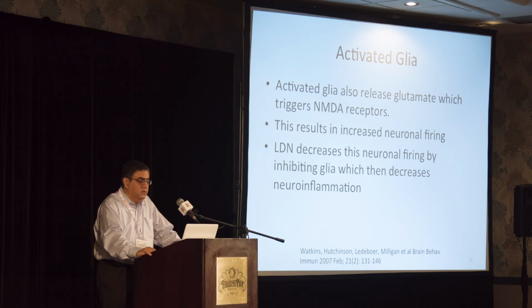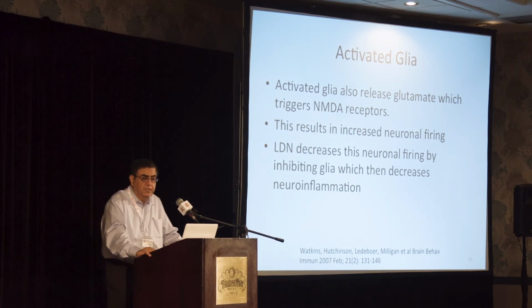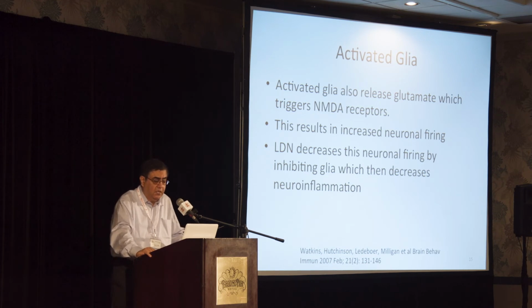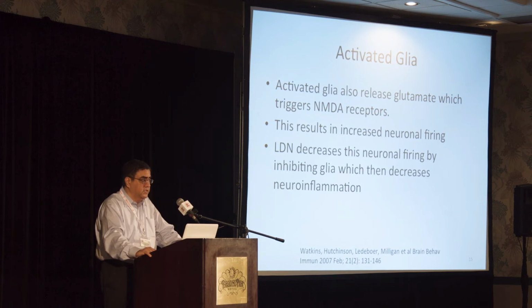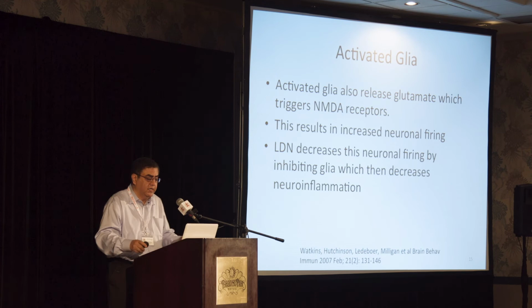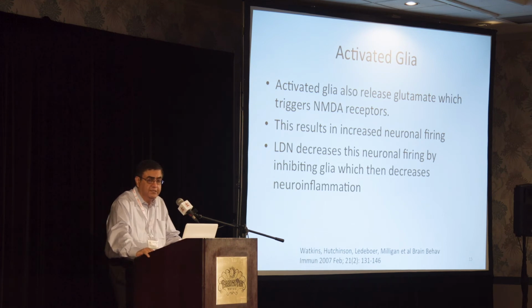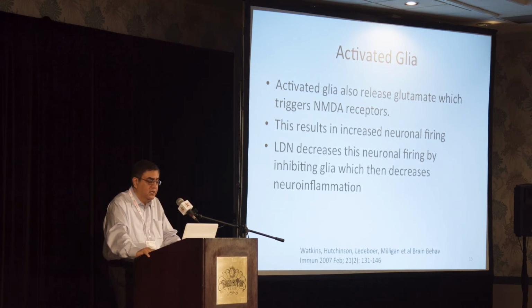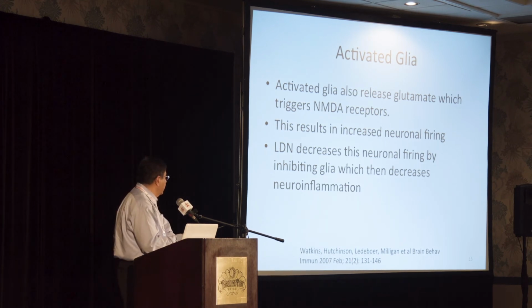So the other thing about activated glial cells is that they produce glutamate, and glutamate triggers NMDA receptors. NMDA receptors, as you all know, is where ketamine acts. Ketamine acts to block NMDA receptors. So when these glial cells get activated, they release an excitatory neurotransmitter called glutamate, which then triggers these NMDA receptors. As a result of which, the nerves begin to fire more and more.